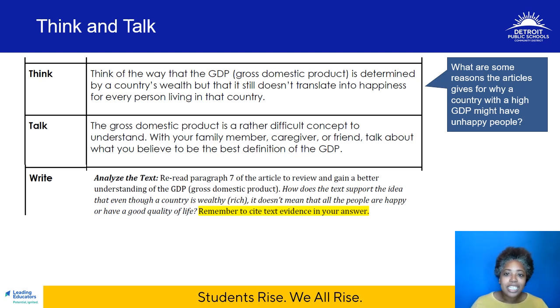Finally, you'll complete your daily writing task on the bottom half of your note catcher by answering the following question. How does the text support the idea that even though a country is wealthy or rich, it doesn't mean that all the people are happy or have a good quality of life? Remember, you'll want to cite text evidence in your answer. The reading, thinking, and talking that you've done today should really help you form your response.